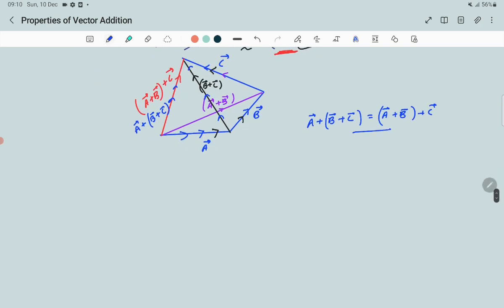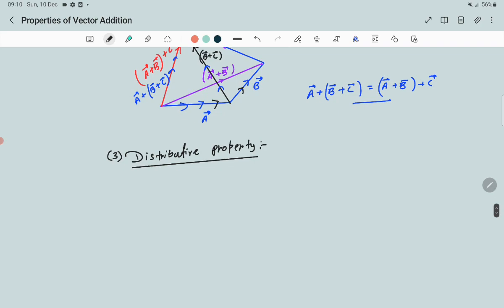Similarly, one more important property is the distributive property. Number 3 is your distributive property. Suppose you have two vectors again, a and b, and if you multiply a scalar number n with this, then that will be the same as na plus nb. n will be distributed individually to a and b.